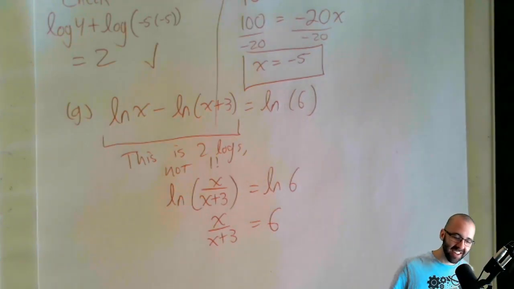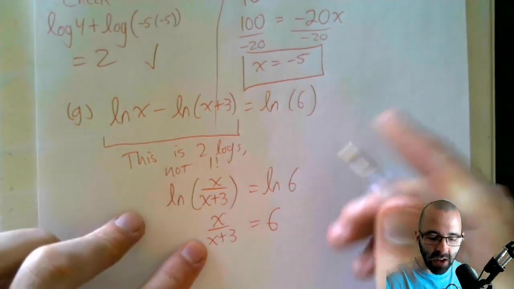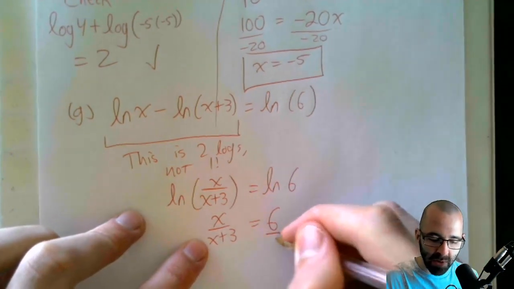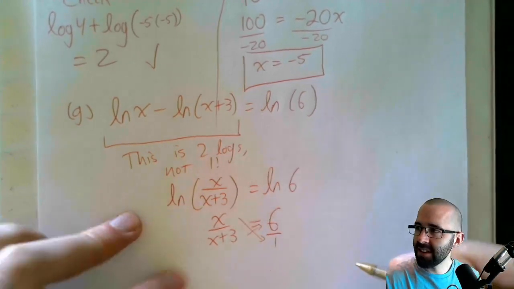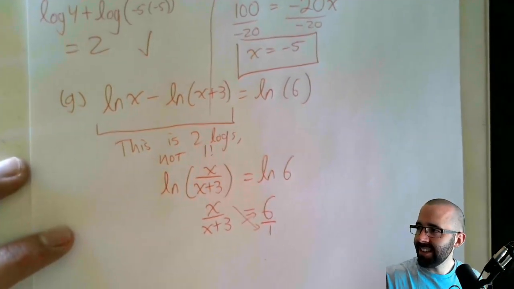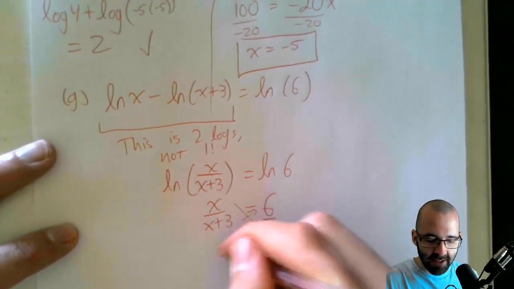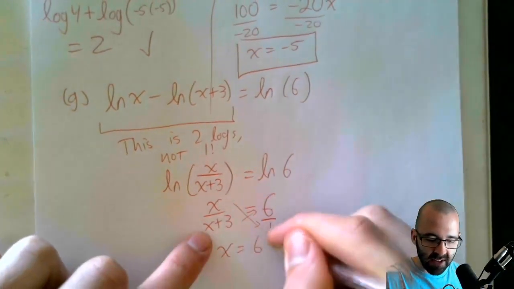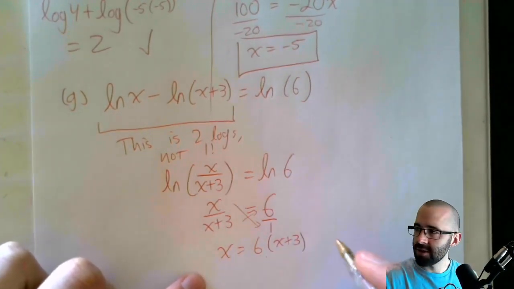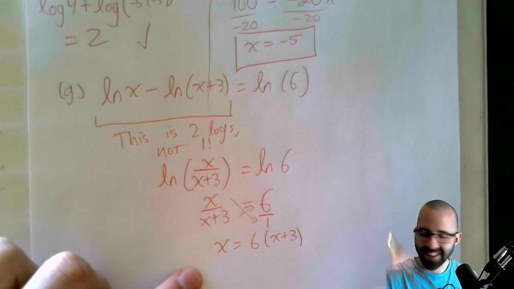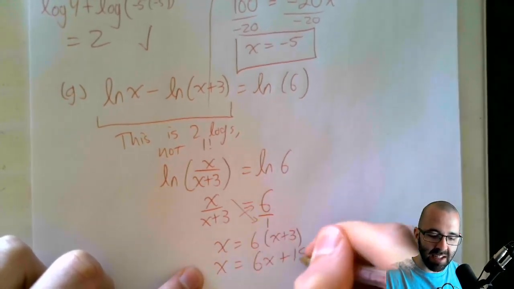Whoa! So we solve this by multiplying both sides by the LCD. Or you can think about it as cross multiplying, right? 6 divided by 1, cross multiply like this. Okay, so 1 times x is x, and then 6 times x plus 3. We need to solve for x, so we need to distribute that 6. So we get x equal to 6x plus 18.